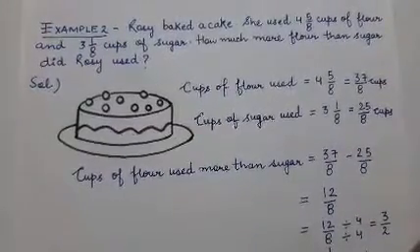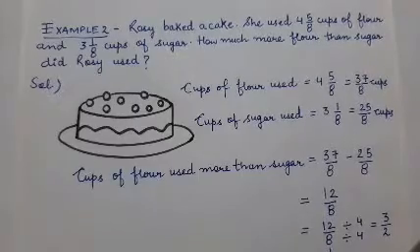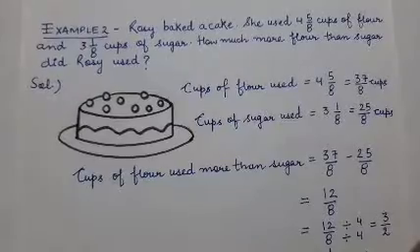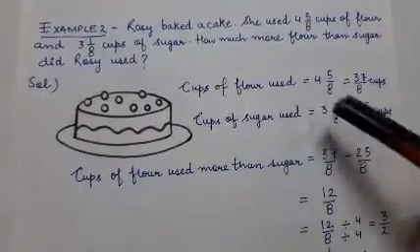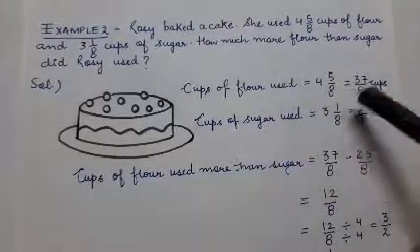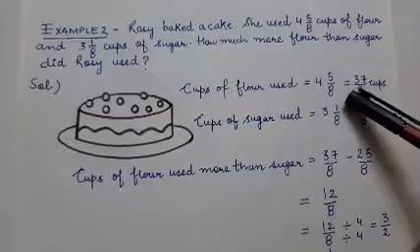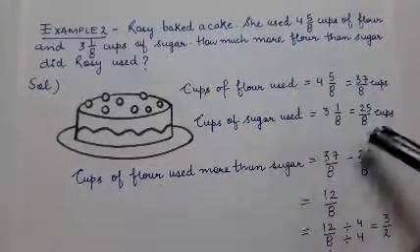Second example is Rosie baked a cake. She used 4 whole 5 upon 8 cups of flour and 3 whole 1 upon 8 cups of sugar. How much more flour than sugar did Rosie use? So I have written the statements, cups of flour used. Here you can see that mixed fractions are given, which I have converted into improper fractions in the first case, and in the case of sugar also.